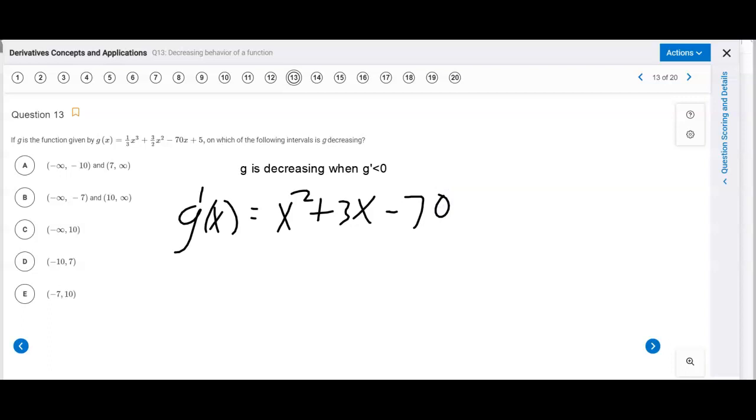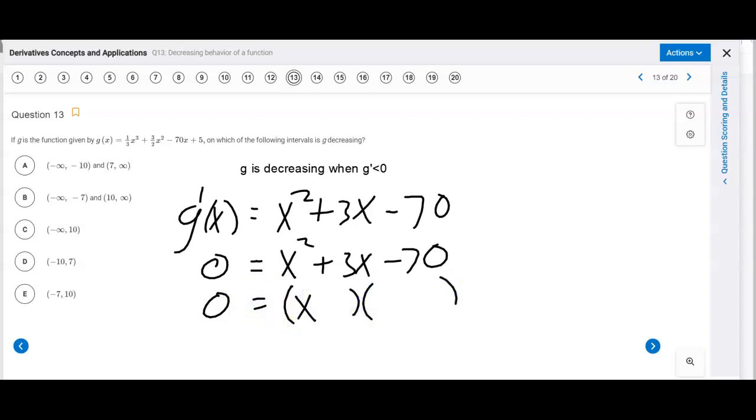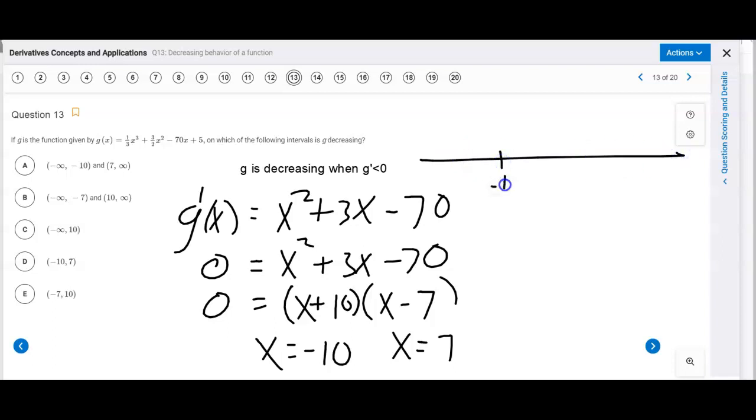All right, fair enough. Now, let's find where it equals 0, and after that, we can find where it's less than 0. So I'm going to plug in 0 here, and then I'm going to go ahead and factor this. Or if you want, you can use the quadratic formula. I think that's a little time-consuming myself, but I end up with negative 10 and positive 7. All right, and then I'm going to do a number line test. Negative 10 here and 7 here. And I have some intervals to test now to see where that derivative is positive and where it's negative.